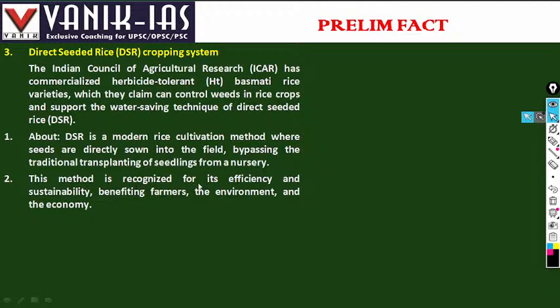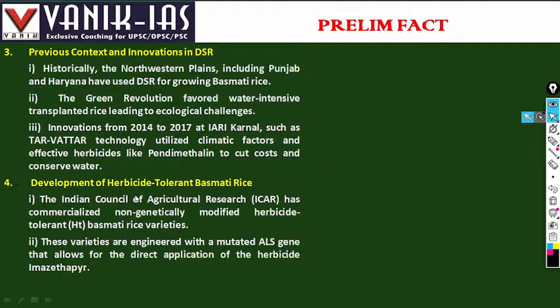This method is recognized for its efficiency and sustainability, benefiting farmers, the environment, and the economy. A previous context of innovation in DSR: historically, the northwestern plains, including Punjab and Haryana, have used DSR for growing basmati rice. The Green Revolution favored water-intensive transplanted rice, leading to ecological challenges. Innovation of 2014 to 17 at the IRRI: the Tar-Wattar technology, which utilizes climatic factors and effective herbicides like pendimethalin to cut cost and conserve water.